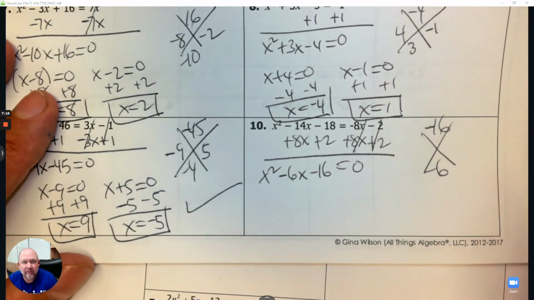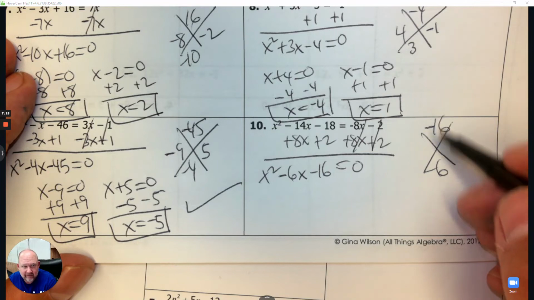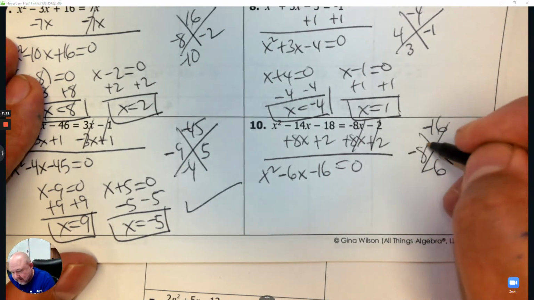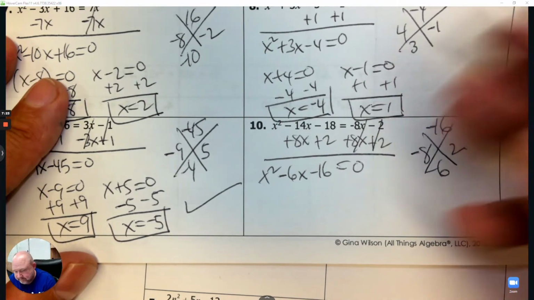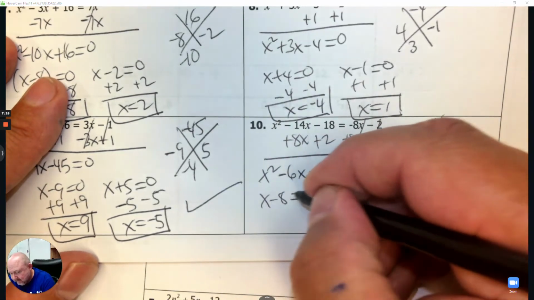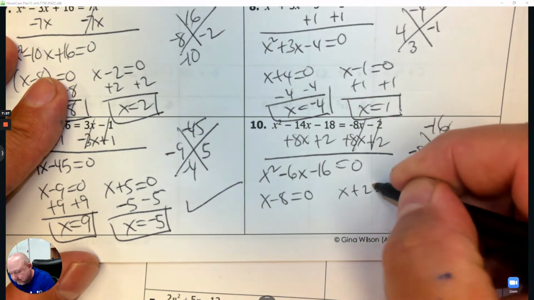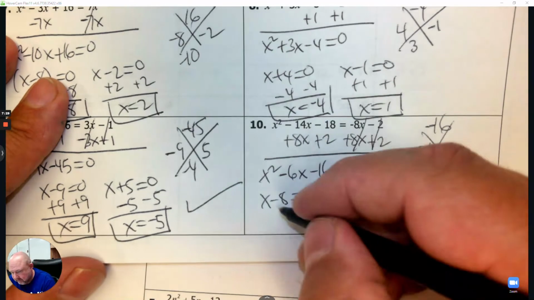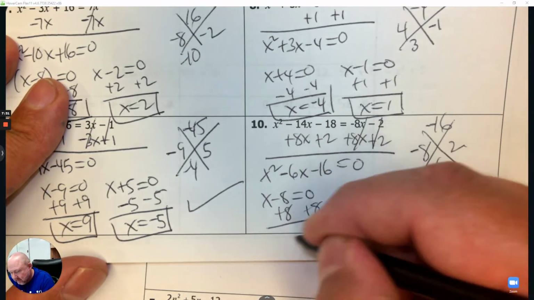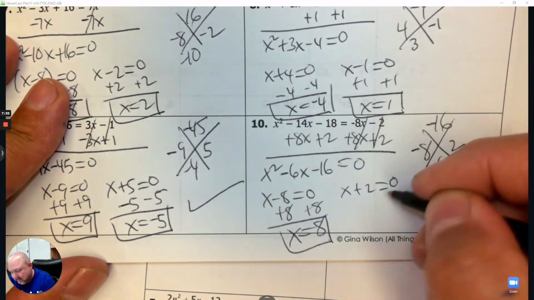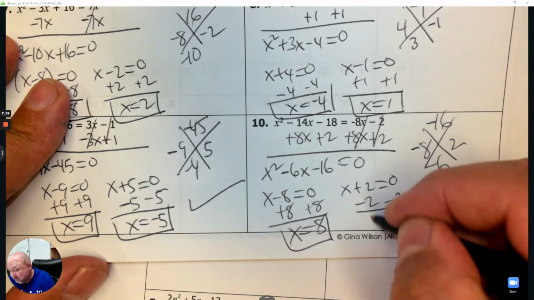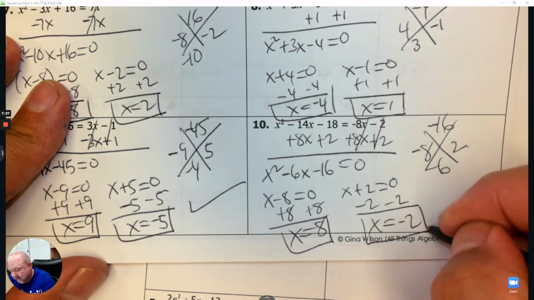So find two numbers that multiply to negative 16, combine to negative 6. That's negative 8 and 2. So then I write down negative 8 and 2. And then I solve them. So I'm going to add 8. So one answer is 8. I'm going to subtract 2. So the other answer is negative 2.